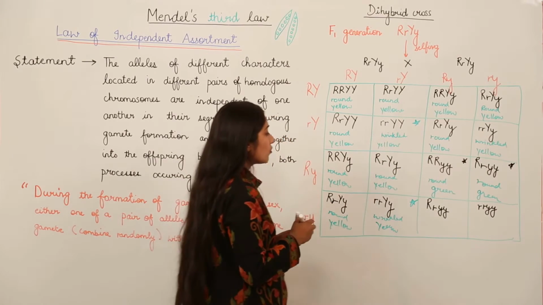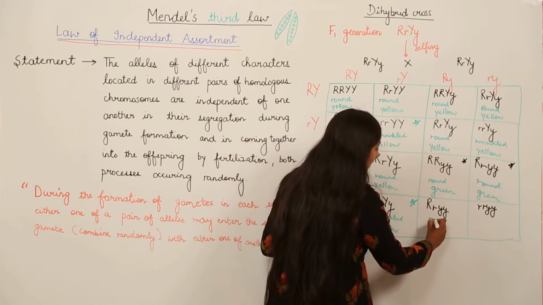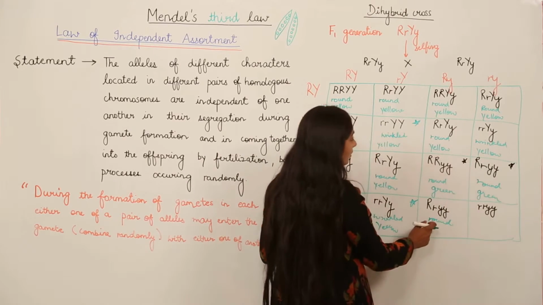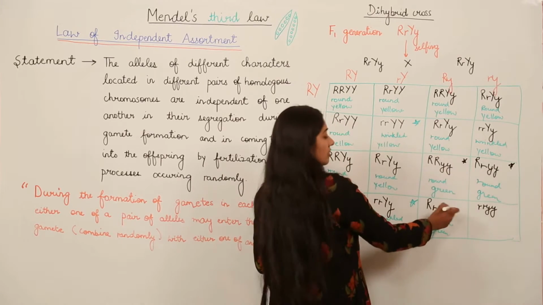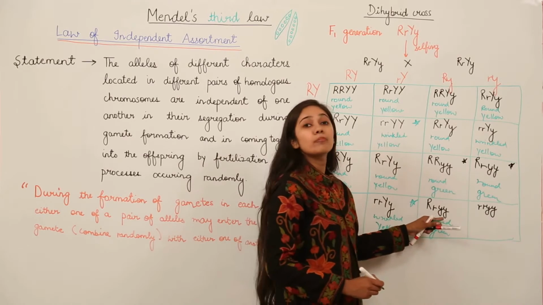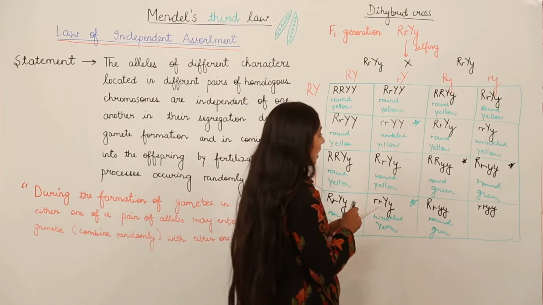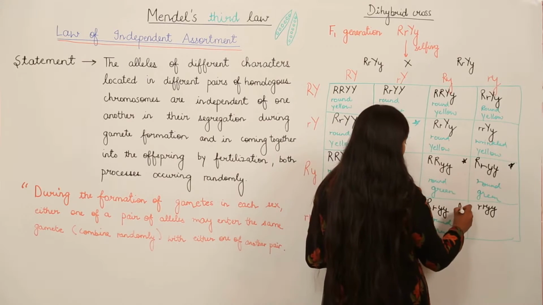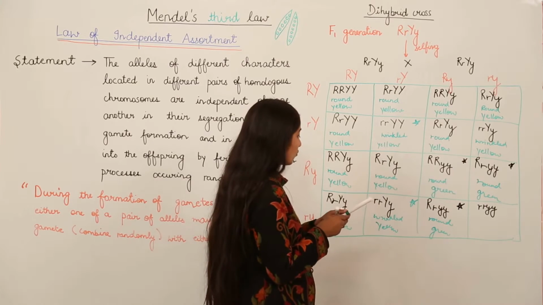Okay, next we move on to the next one. We have round seeds but with what? We have green cotyledons because here the dominant is not present, so we'll have green. So now we have round green. I'm going to mark it with a black star.